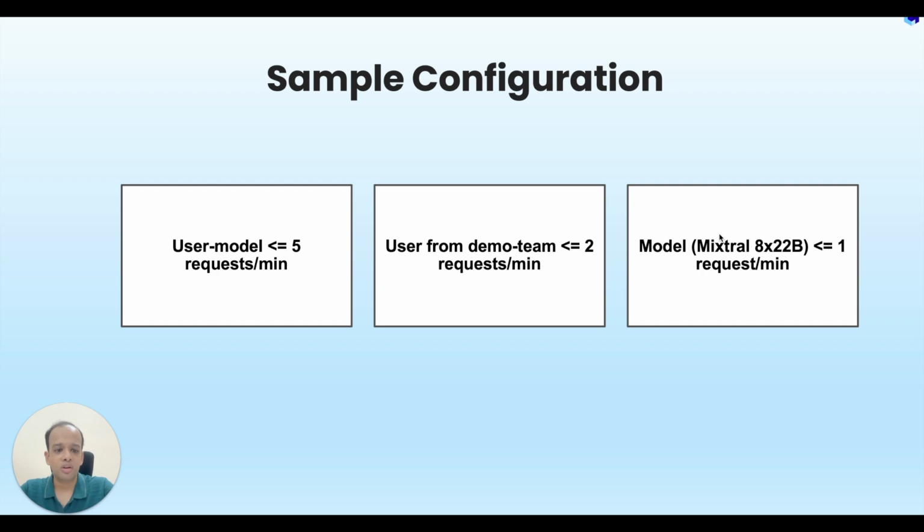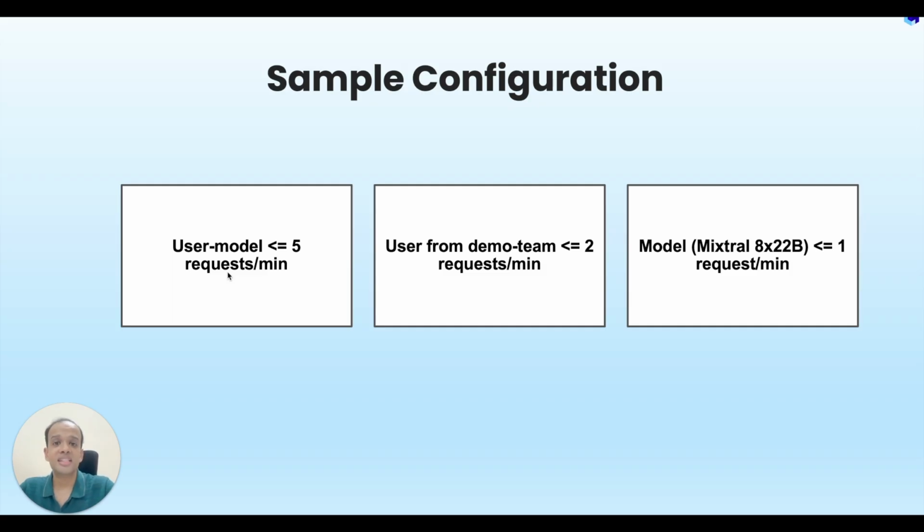Let's take a sample configuration. Let's say you have three conditions basis which you want to rate limit your users. The first one is that a user and a model combination should only incur less than 5 requests per minute. That means if a user is using one model, they can only give 5 requests to that model, but in the same minute, they can give 5 additional requests to some other model. So at a model and a user level, less than or equal to 5 requests per minute.